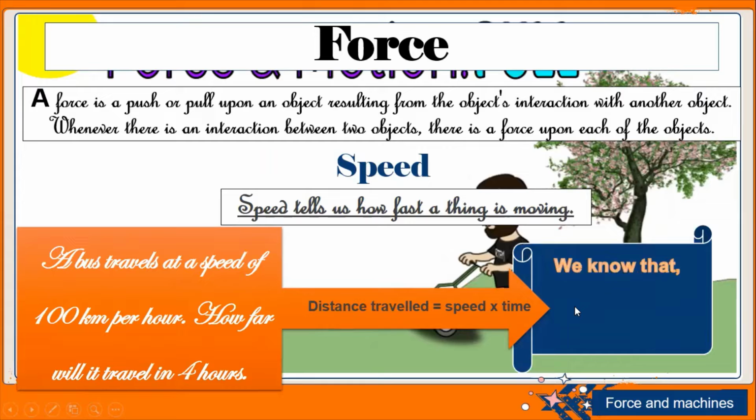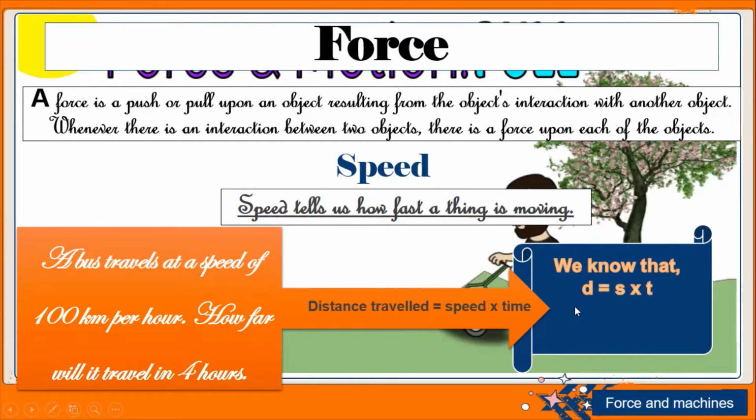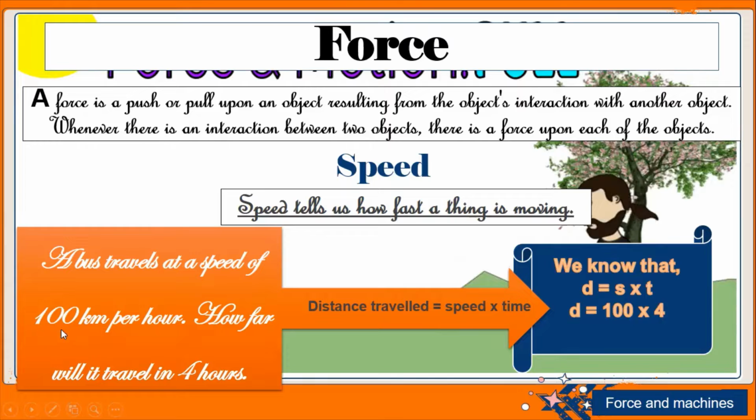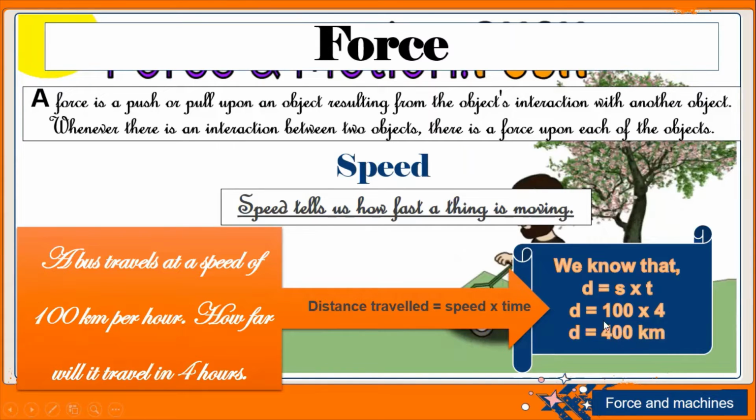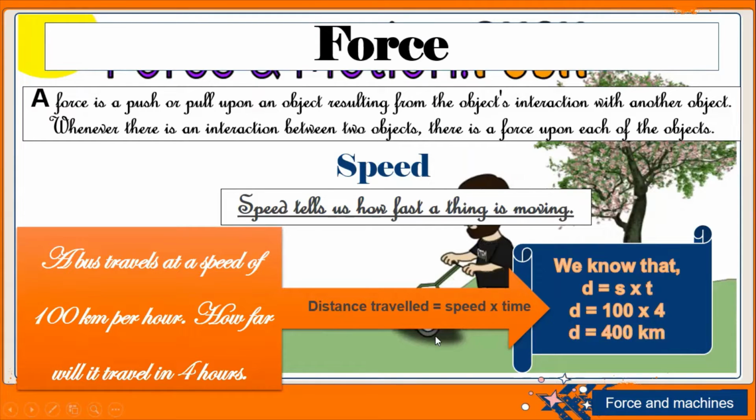So in short, we can write D is equal to S multiplied by T. Here, speed is equal to 100 and time is equal to 4 hours. We are just putting the values in their places and then solving. So we get distance is equal to 400 kilometers. Note this down in your notebook and practice from book page number 86.